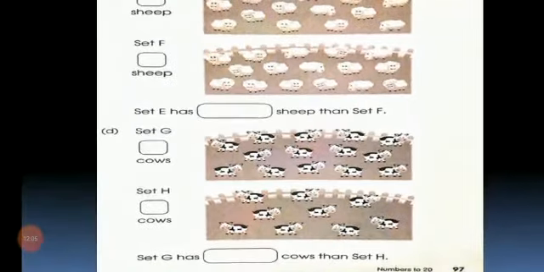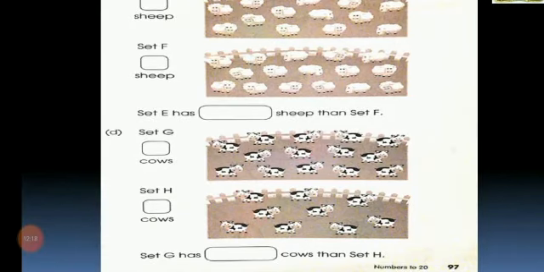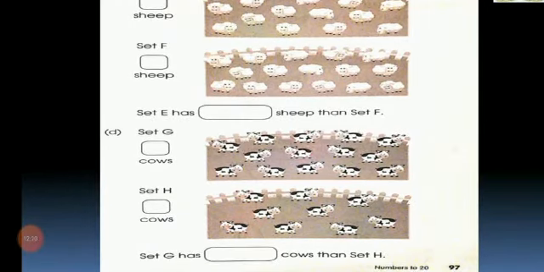Set E has dash sheep. Now you have to count the sheep and write the answer like this. Set F and write the answer here. How many numbers are there? Set E has dash sheep than set F. You have to write it more or fewer.